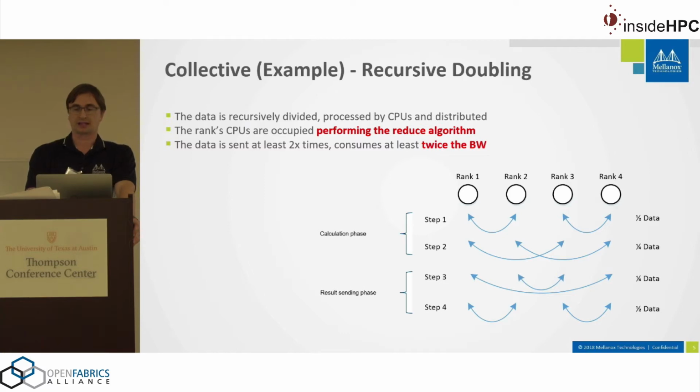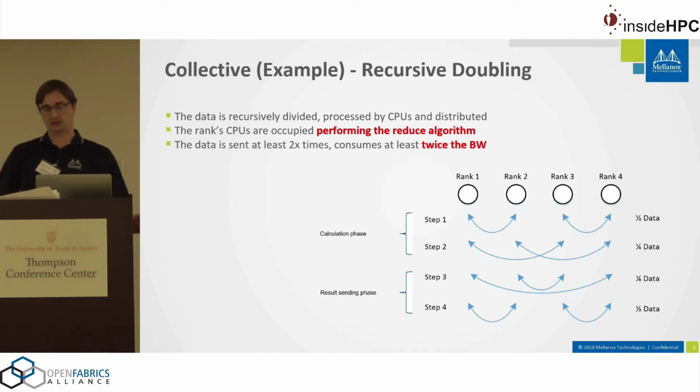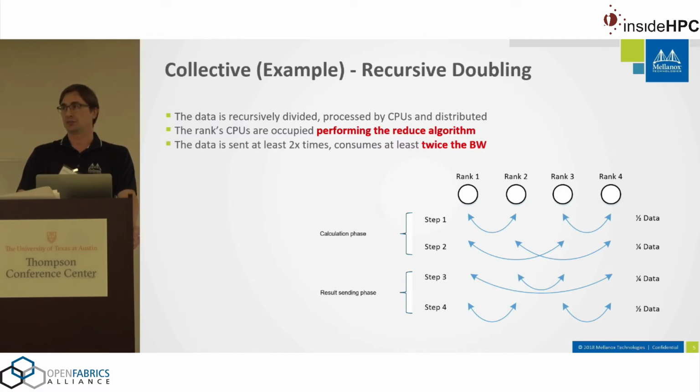So the drawback is, if you think about it, that you have to send the data at least 2 times, once to aggregate it and the second time to distribute it. And that also means you have to consume twice the bandwidth. So that's not good. And of course, there exist algorithms that improve upon the host-based design, but by and large, the bottlenecks are still there.